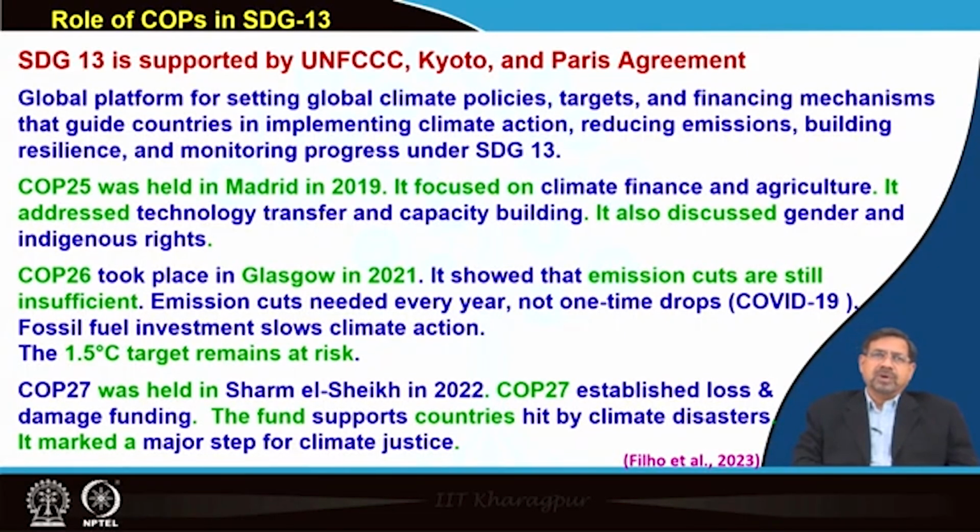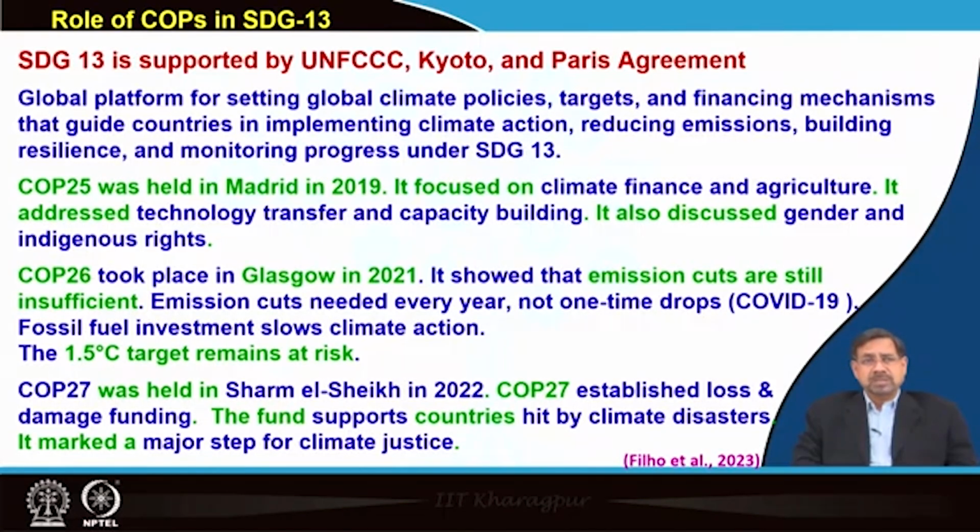So, COP25 was held in Madrid. Let us move on from 2019 onwards, to COP25, which was held in Madrid, Spain. It focused on climate finance and agriculture. It addressed technology transfer and capacity building. It also discussed gender and indigenous rights. So, these 3 important things were discussed in COP25 in Madrid in 2019.